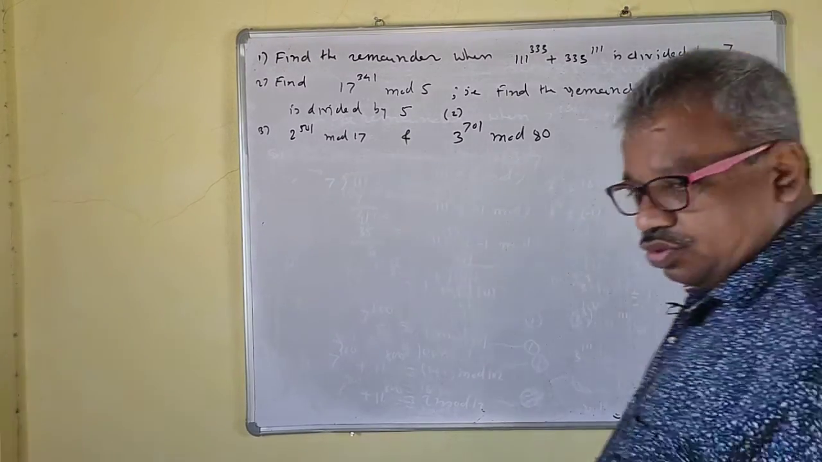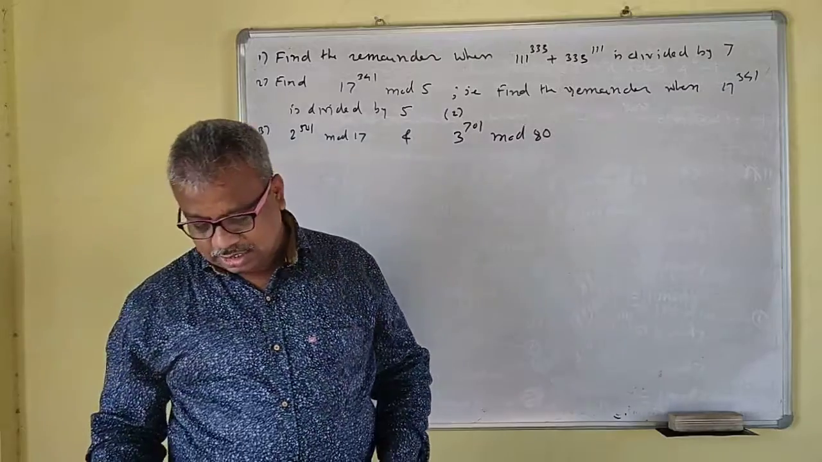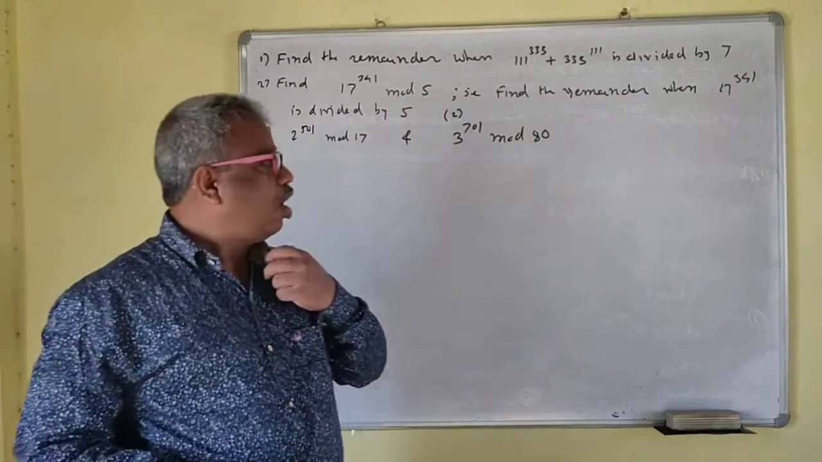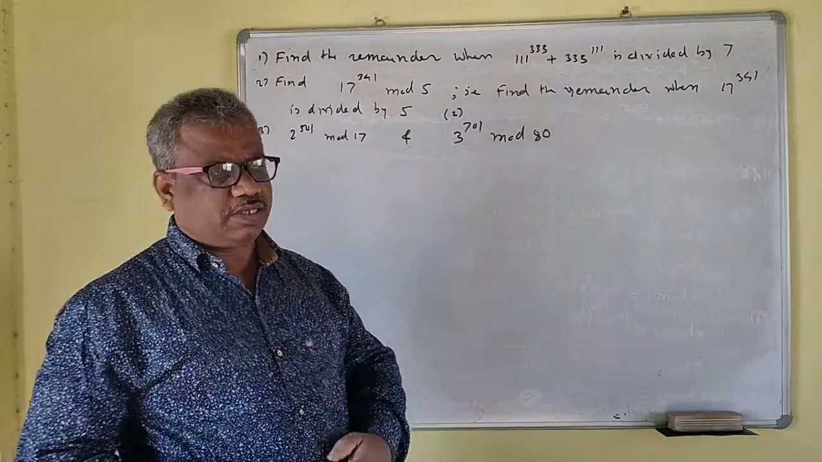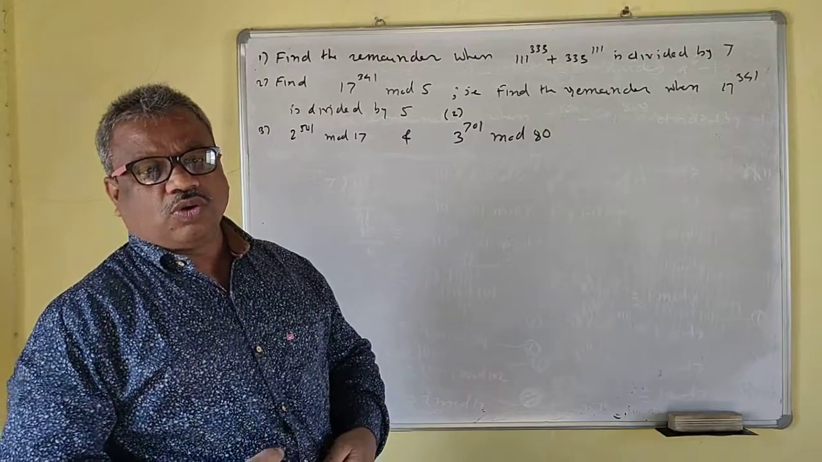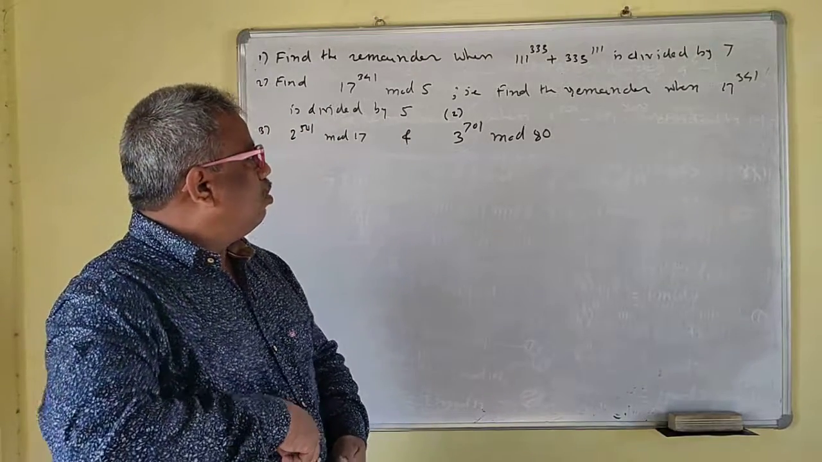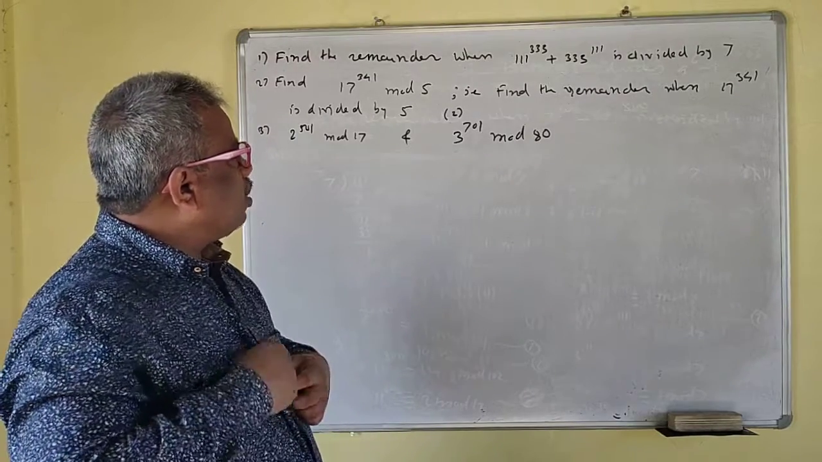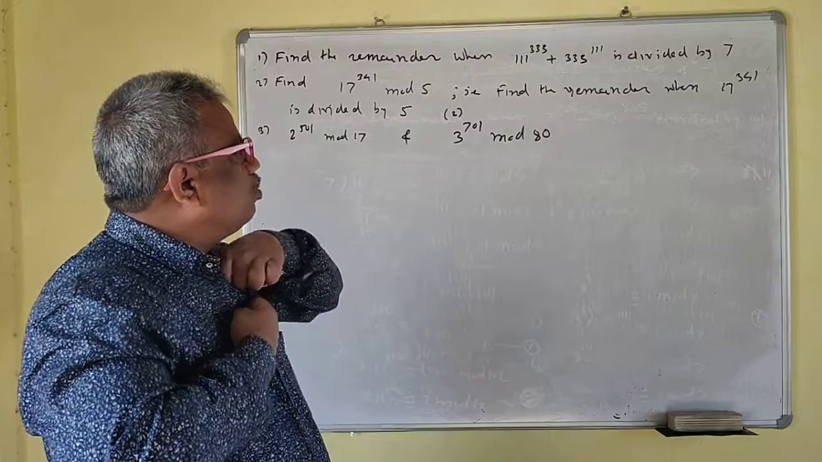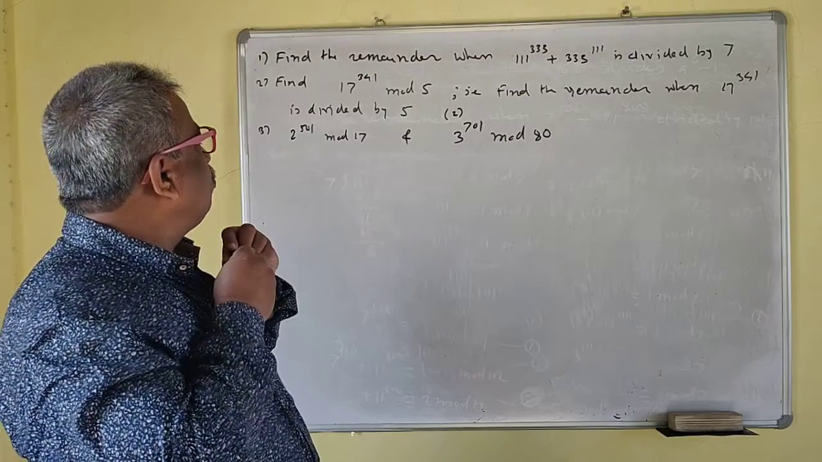Okay, so welcome to all of you. In the last lecture, we have seen how to find a remainder when something is divided by something with the help of congruence modulo n. Now we'll see a number of problems on that so that your idea of the congruence will be clear to you. So first we'll take a problem.